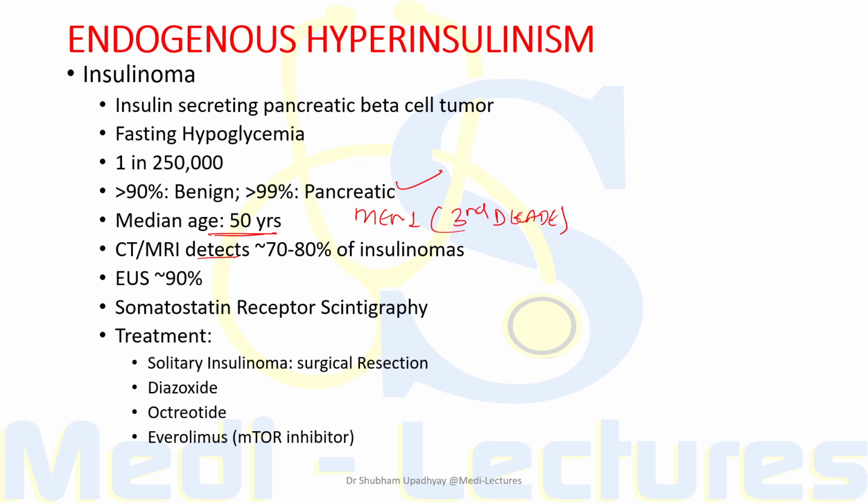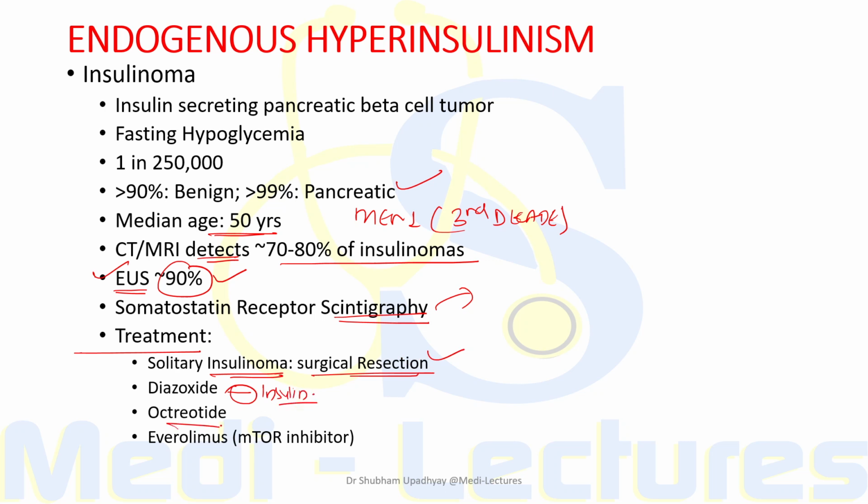Now, CT and MRI can detect 70 to 80% of insulinomas, but endoscopic ultrasound is more sensitive and can detect 90%. Somatostatin receptor scintigraphy can also be used for diagnosis and exact localization of the tumor. For treatment of solitary insulinoma, surgical resection is appropriate. Diazoxide can be used to inhibit insulin secretion. Octreotide also inhibits insulin secretion from the pancreas. Now, the mTOR inhibitor everolimus has also been successful in combination with the above approaches.